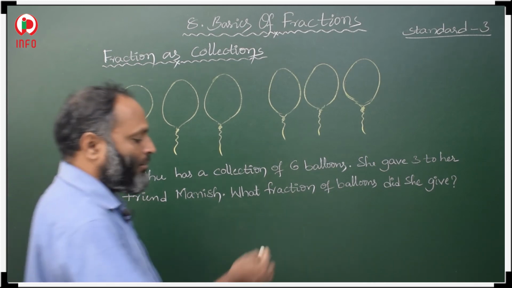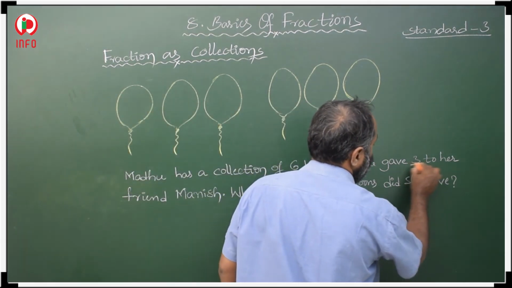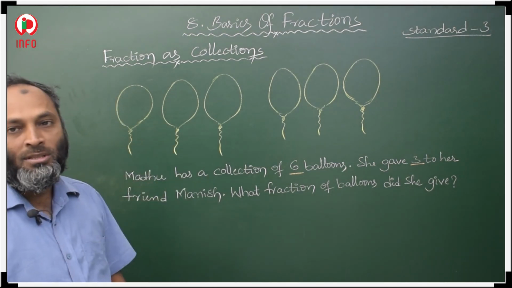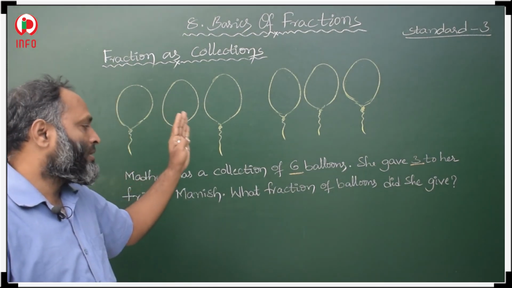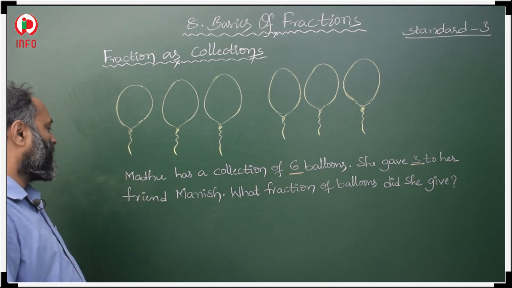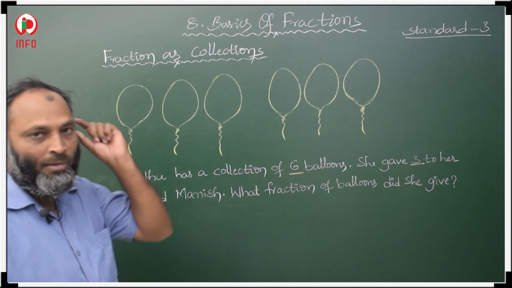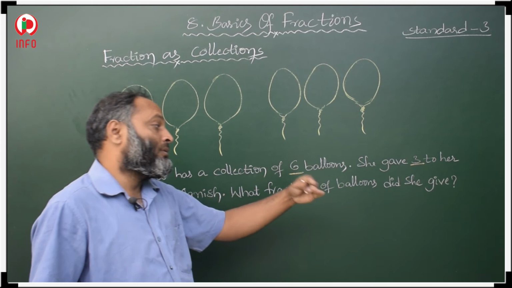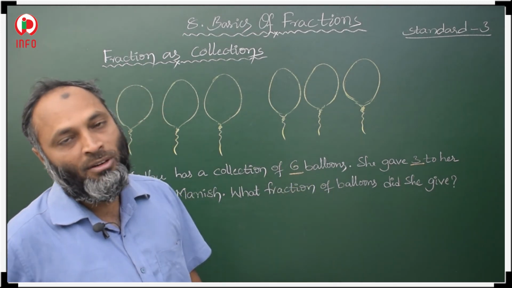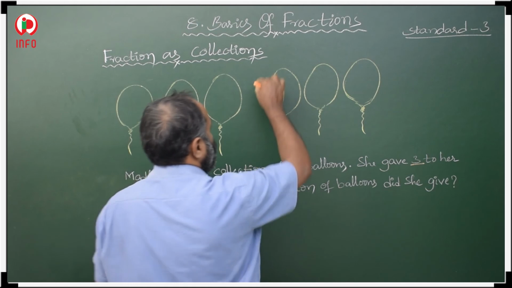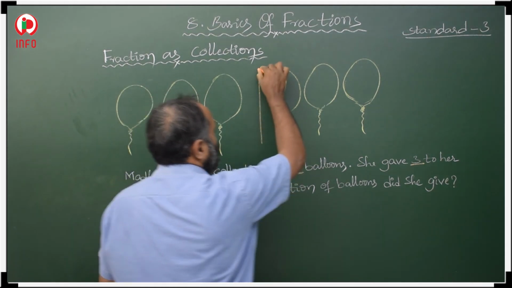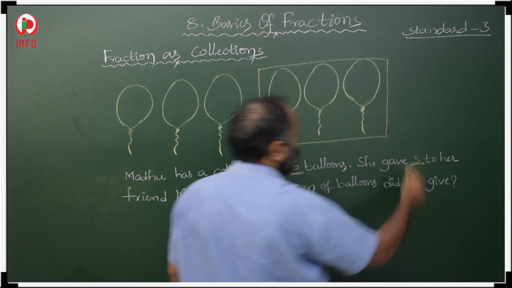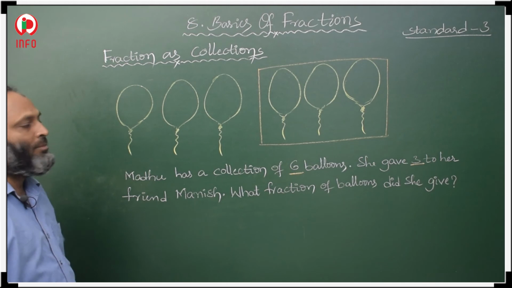So 3 balloons. In total 6 balloons. In these 6 balloons, she gave 3 to her friend. Her friend Manish, she gave 3 balloons to her friend Manish. What fraction of the balloons did she give? Means in these 6 balloons, these 3 balloons she gave to her friend Manish. Okay.